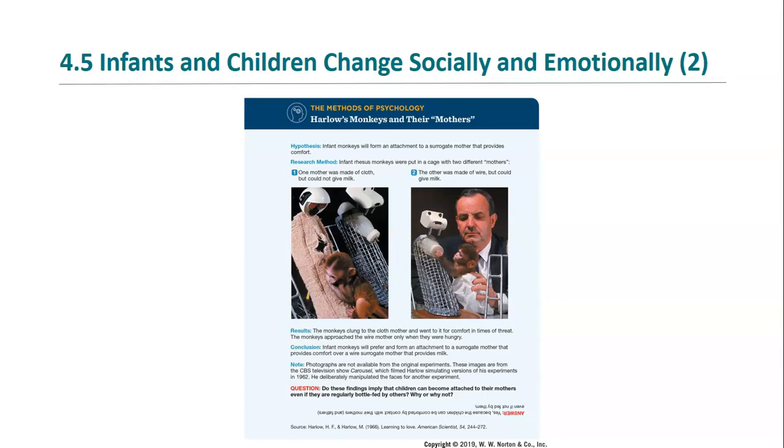Harlow raised infant monkeys with two substitute mothers rather than their biological mothers. One of the substitute mothers was covered in wire mesh and provided milk through a bottle. The other did not provide milk but was covered in a soft cloth. What Harlow found was that when frightened, the baby monkeys would run not to the mother that provided food, but to the other one, providing what he termed contact comfort.